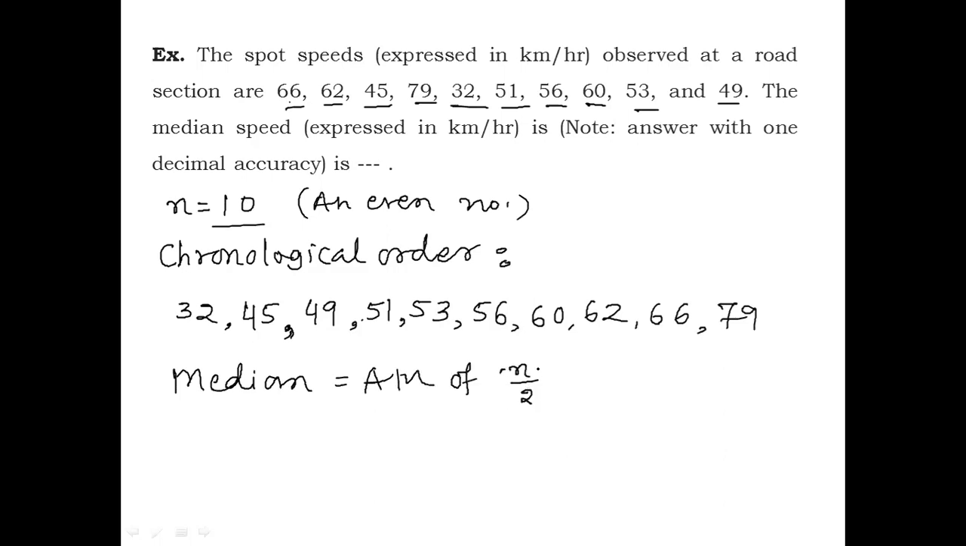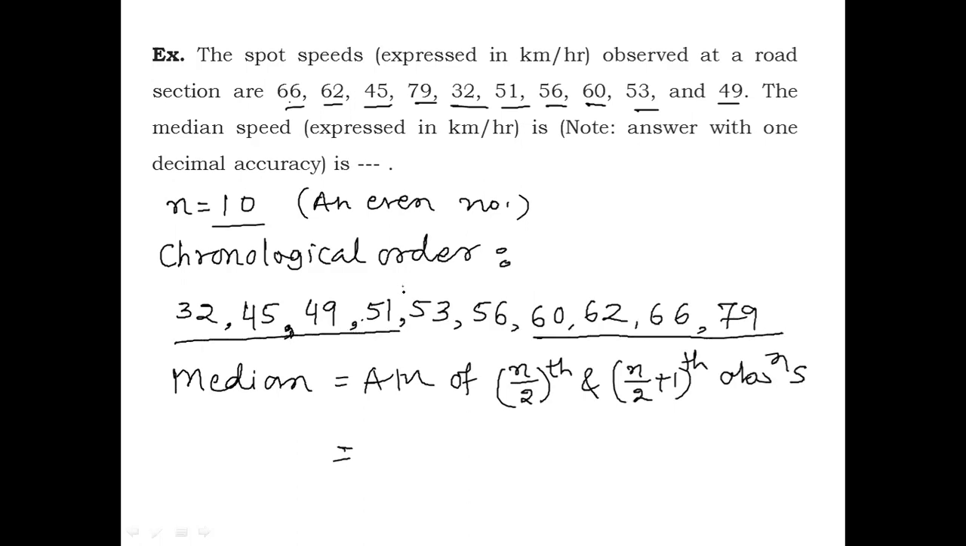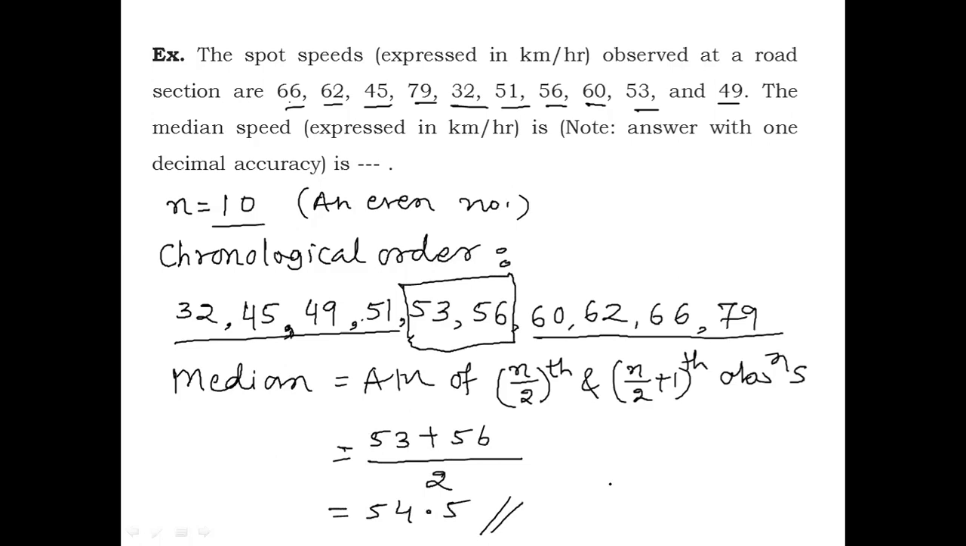n by 2 and n by 2 plus 1 observations. So we can understand these are the first 4, these are the last 4, and we have to take in between the middlemost 2 observations and their arithmetic mean. So it is obvious that it will be equal to 54.5. This is the median of this data.